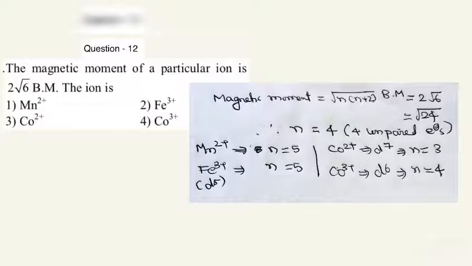And finally, the concept related to magnetic moment. Magnetic moment is root over n into n plus 2 Bohr magnetons. They have given 2 root 6 Bohr magnetons, so root over 24. That means n equal to 4, so 4 unpaired electrons will be there. How to find here? Mn2+ has d5 configuration, so n equal to 5. Fe3+ also has d5 configuration, n equal to 5, so 5 unpaired electrons will be there. Co2+ has d7 configuration, having 3 unpaired electrons. Co3+ has d6 configuration, having n equal to 4.